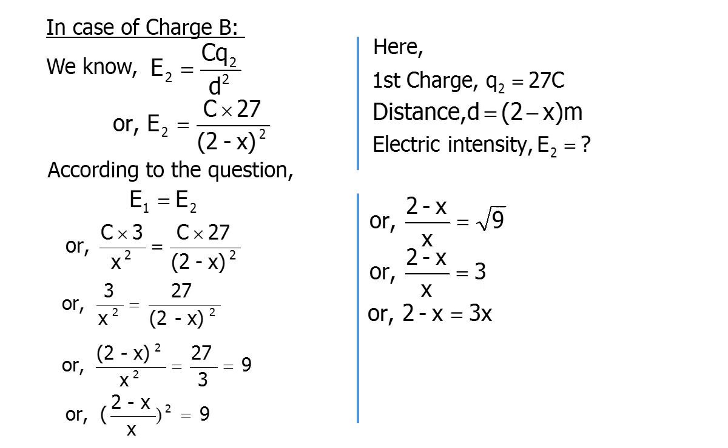Now changing the position of x from the left side to the right side, we can write 2 equal to 3x plus x, that means 4x. That means we can write 2 equal to 4x. Then x will be 2 by 4, so the answer will be 0.5.